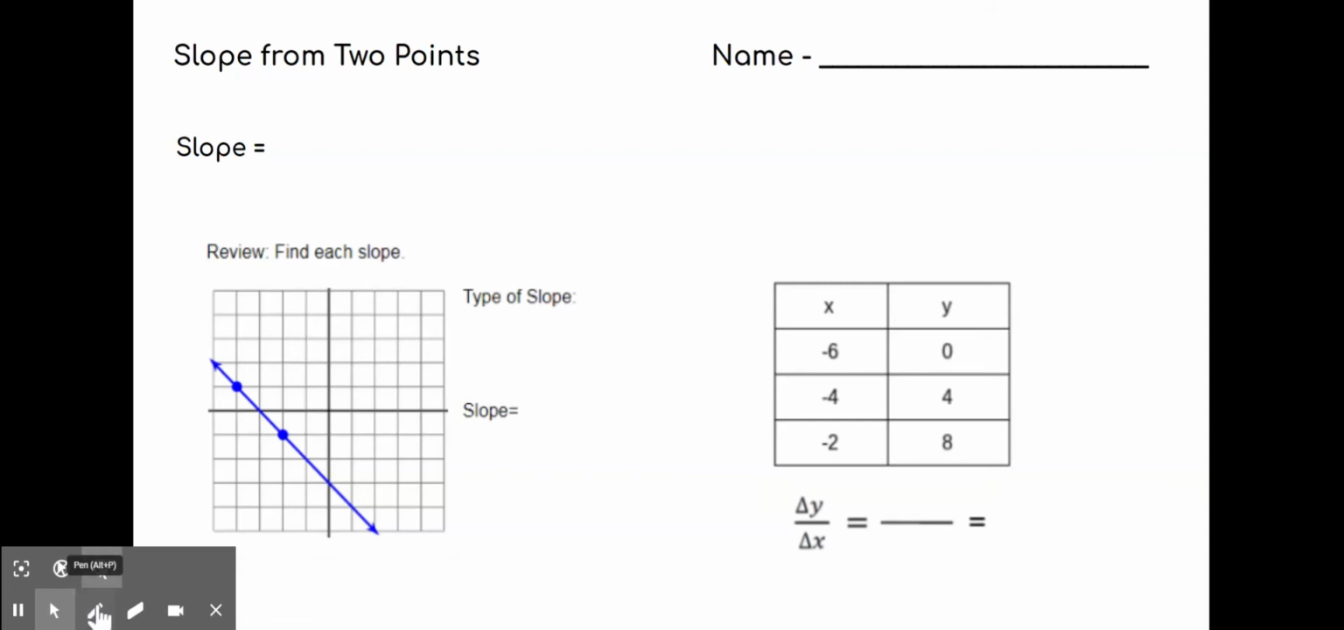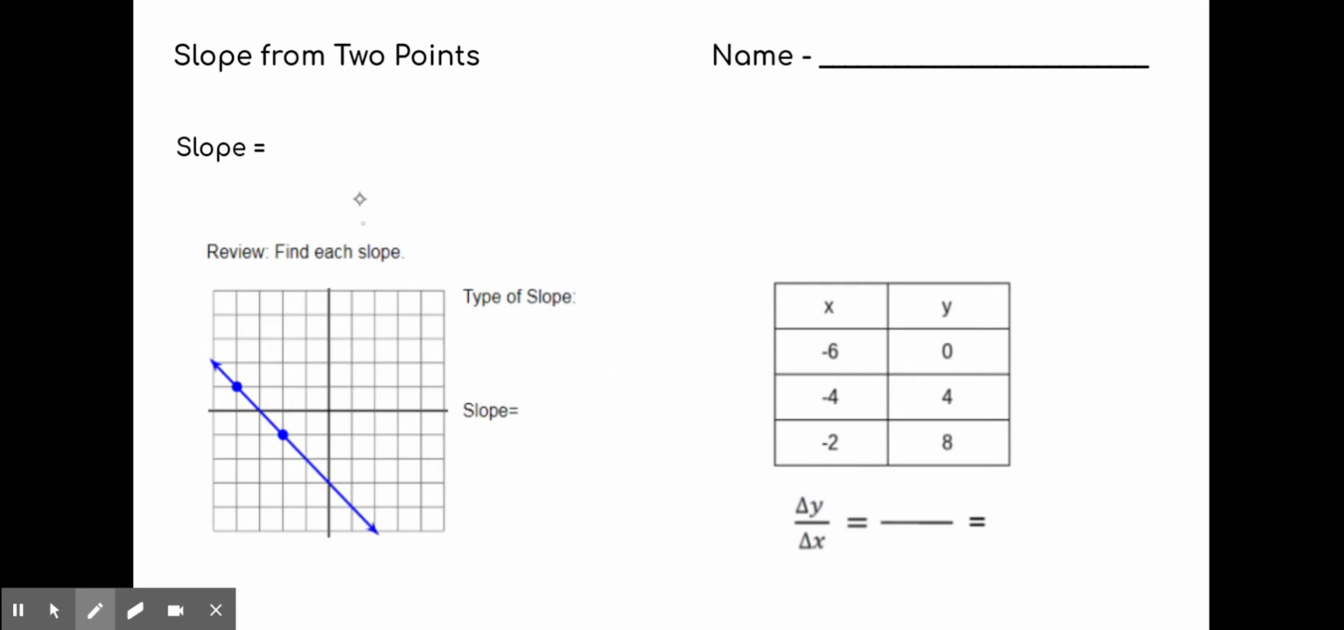Okay, so we are going to learn our third and final way of finding slope. We have done slope from a graph, we have done slope from a table, and today we are going to learn slope from 2 points. But before we get into that, let's review slope from a graph and slope from a table and what slope is. You can do this entire page all by yourself.